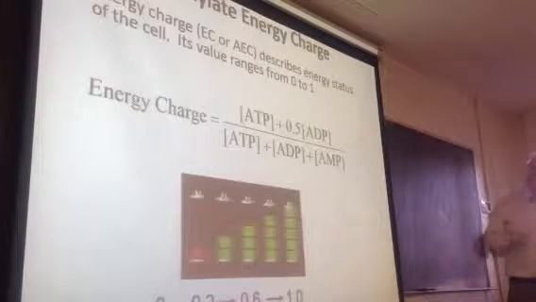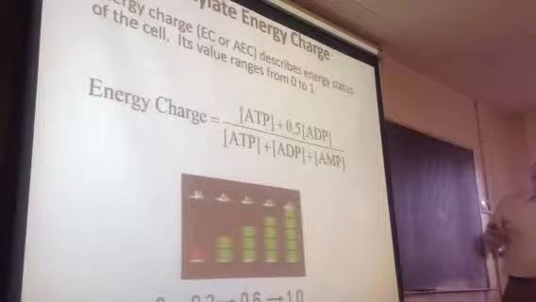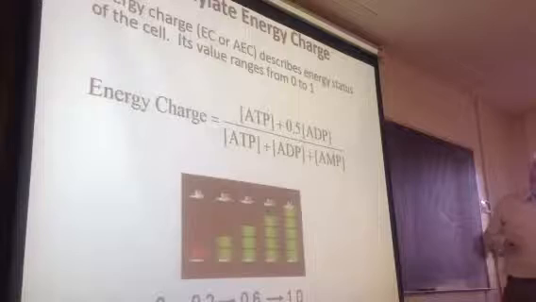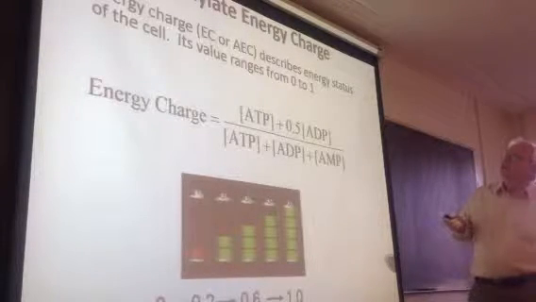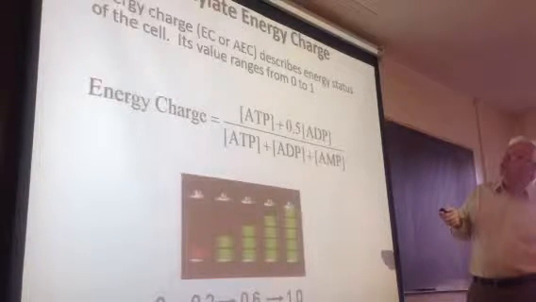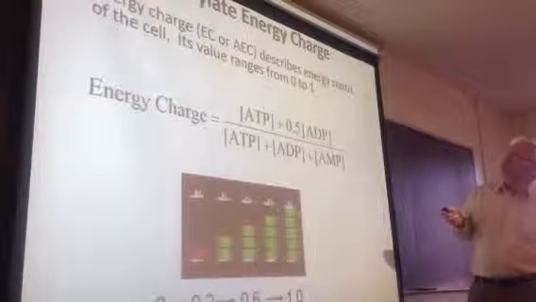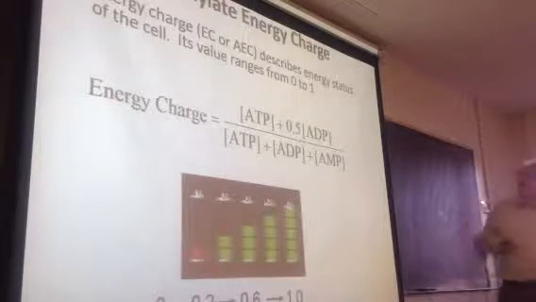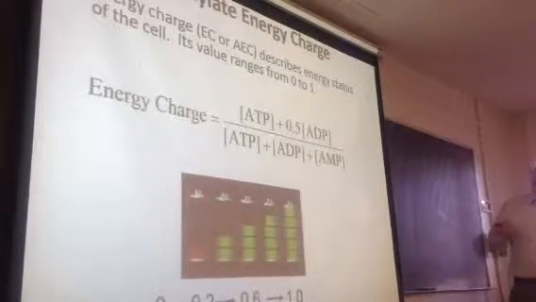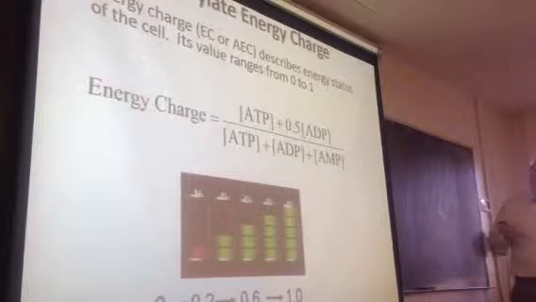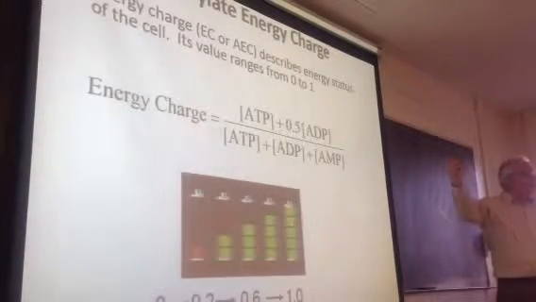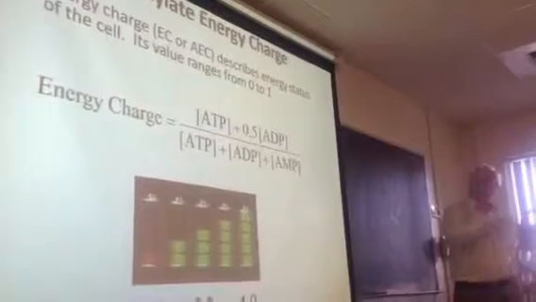Talking about a cell responding to its energy needs. One of the best ways to describe that is the so-called energy charge, or EC for short, or adenylate energy charge, AEC, it's the same thing. It's a number that ranges from 0 to 1. 1 is all ATP, 0 is all AMP.